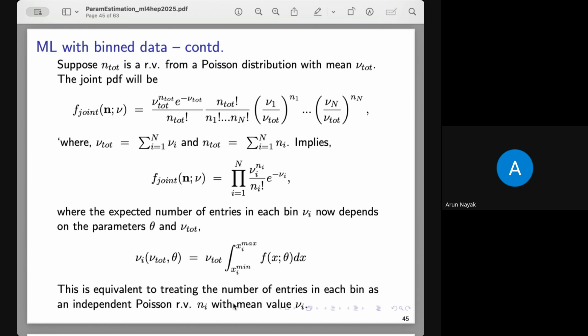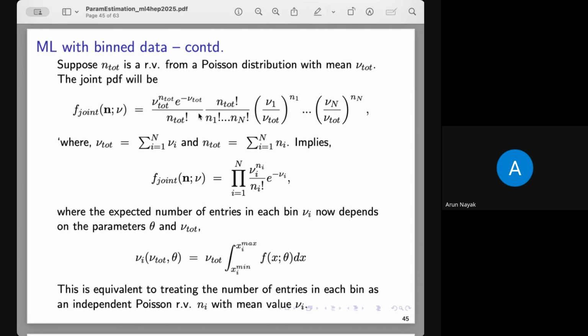Now suppose we treat the total number of events also as a random variable. That means n total is not constant, but it is again a random variable with a Poisson distribution and with an expected mean of nu total. So in that case you will have an additional term in the probability distribution, as we did in the standard likelihood case. Here again this is a Poisson distribution for n total.